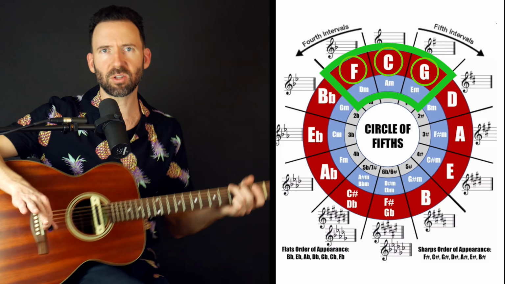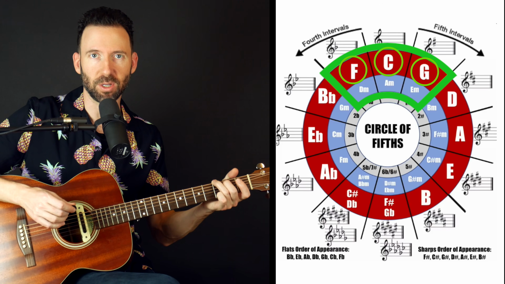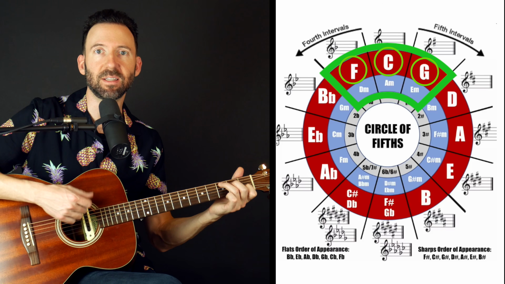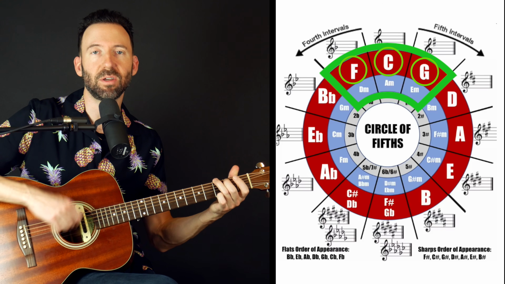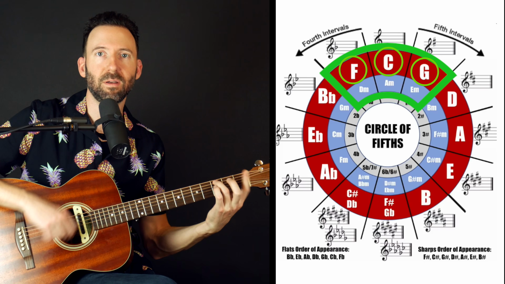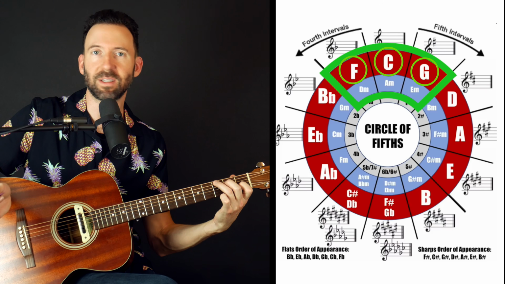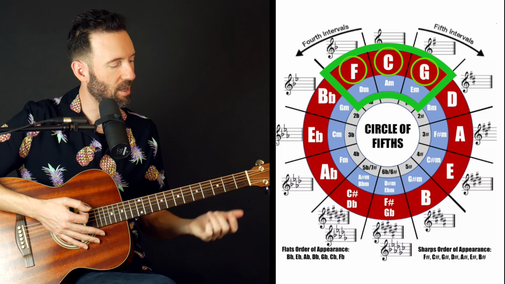We could just start with that little piece of information to play 1, 4, 5 in every key. So in the key of C, it's C, F, G. So I'm just playing C, F, and G. 1, 4, 5 in the key of C.